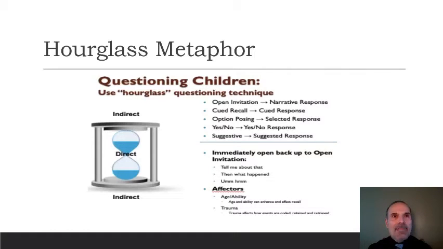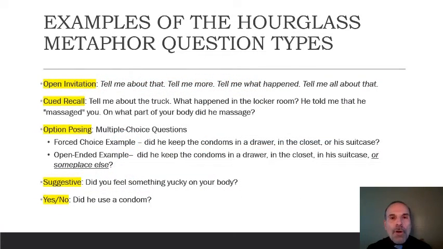As you can see on the hourglass, the next section is called option posing, and that simply means multiple choice questions. And that's followed by yes or no questions, which is followed by suggestive questions. And we'll take a close look at examples of those kinds of questions in a moment. So here are examples of the hourglass metaphor question types. You have your open invitation, which we just discussed a moment ago. These are examples of question types. What do the questions look like?